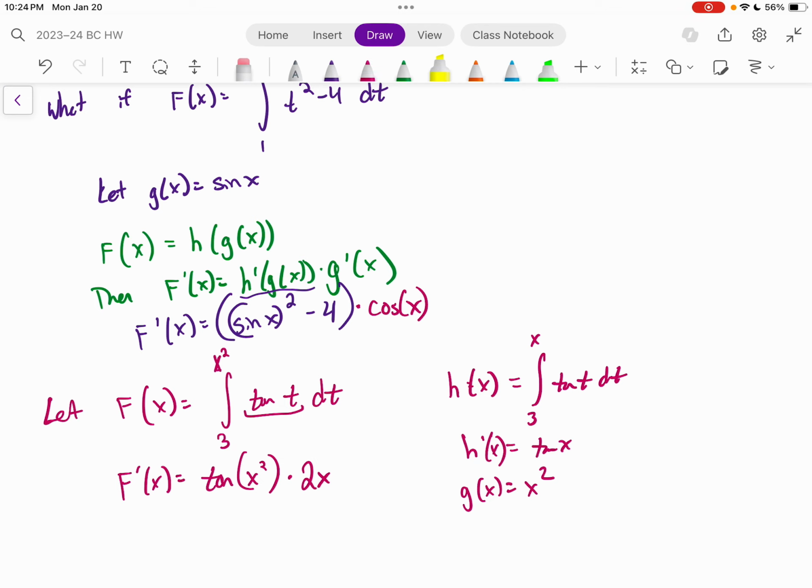So the big takeaway again is it's what you think it should be here, times the derivative of that top thing, using the chain rule.